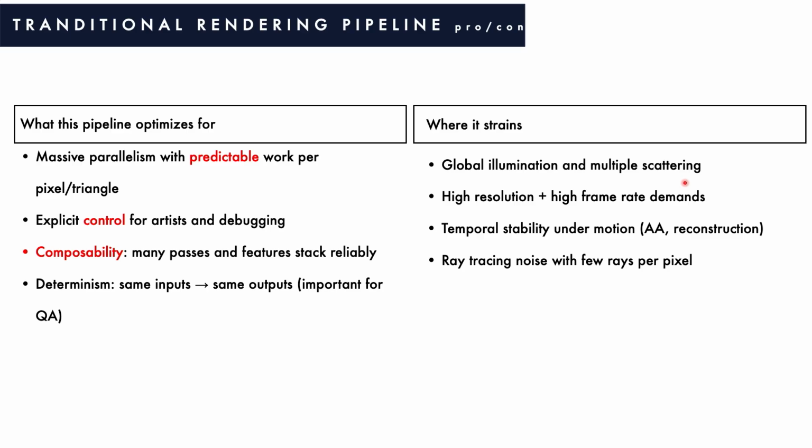So where this pipeline strains is in illumination and lighting. And I'll go over why that is in a minute, but also as resolutions get higher and the frame rates get higher, the complexity gets higher, which means that the pipeline now starts to, well, I don't want to say fall over, but it starts to struggle a little bit to produce the kind of things you want to do.